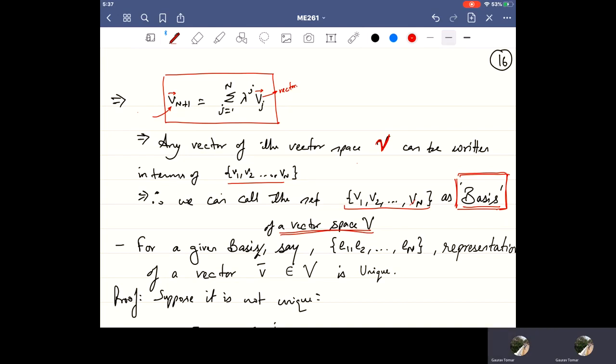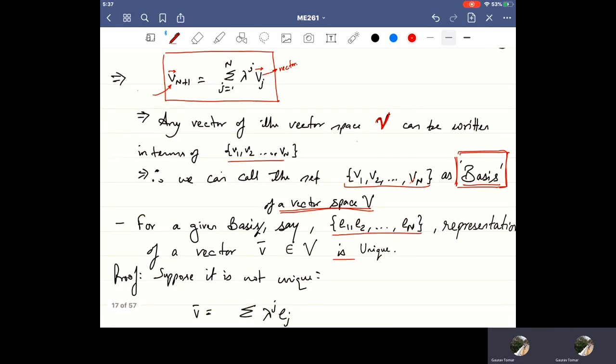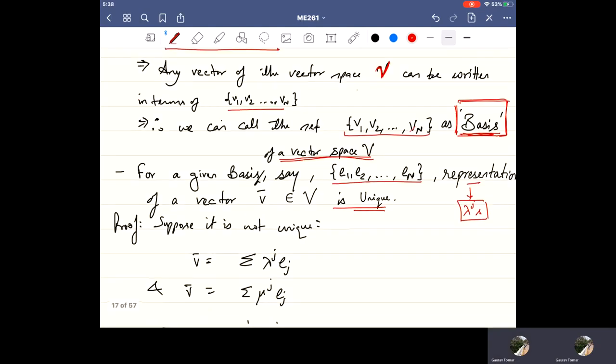So for a given basis of a vector space, let's say we denote them by e1 to en, this representation of a vector V is unique. Of course, the set of vectors v1 to vn that you're calling a basis may not be unique. But once you have chosen one basis, the representation, by which I mean these values of lambda j, is unique. Now to prove this, we'll prove it by contradiction.